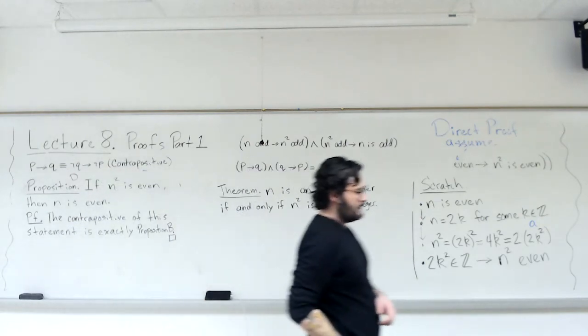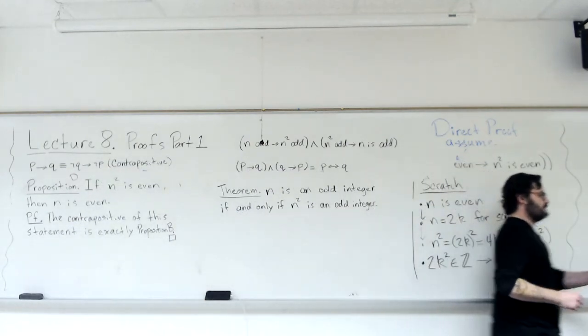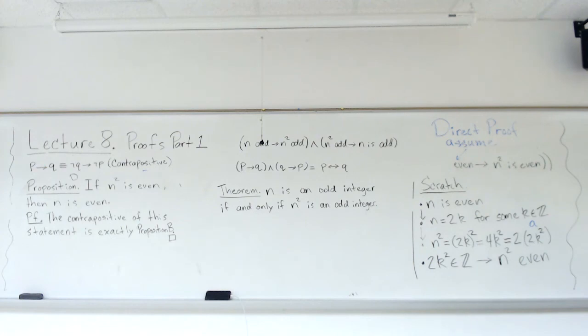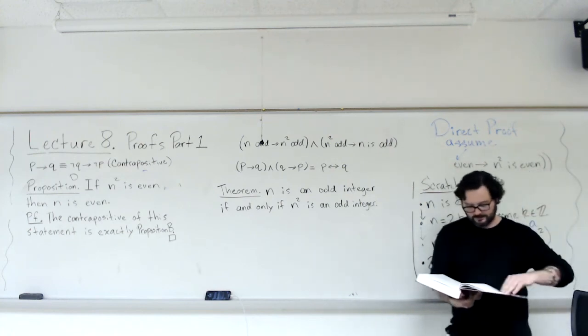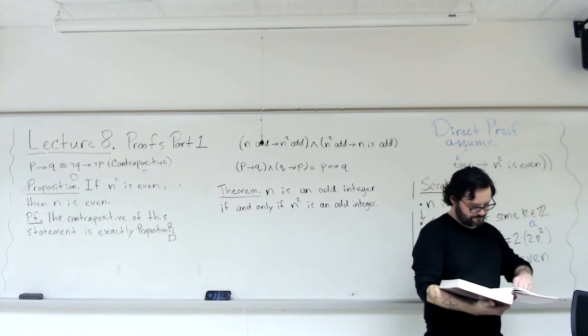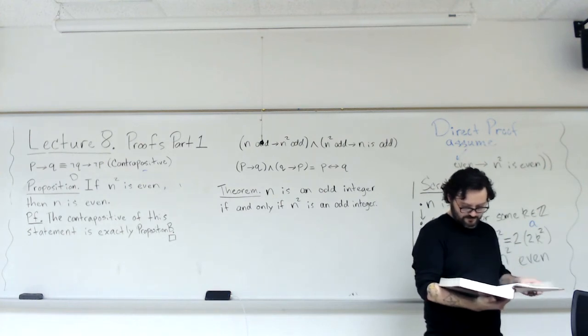And let's see if I can maybe give an example of where we actually have to use the contrapositive in a meaningful way, because we haven't actually done a contrapositive proof yet, and we should. So, get out my Rosen book. So let's see. Here's a good one.